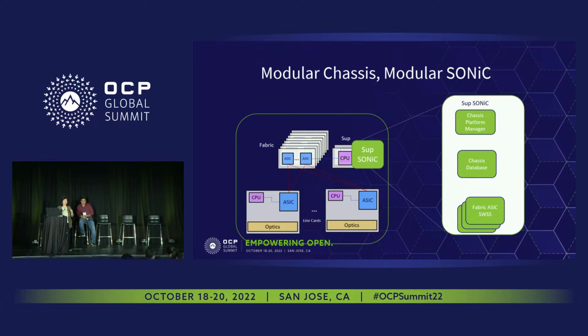And number 2, the supervisor needs to gather or help to exchange certain information for the line cards. So with this, we added a new chassis Redis database. Number 3 is what about the platform management? There is a chassis platform manager responsible for this, for example, the thermal-related monitoring.